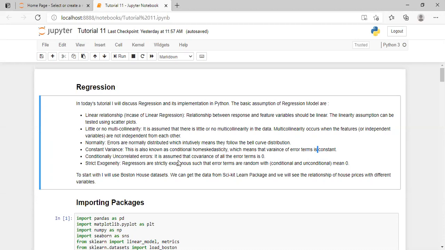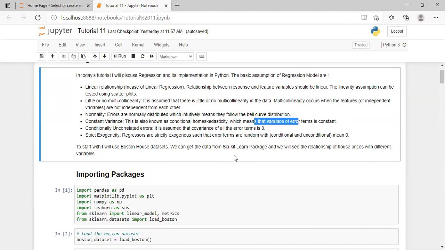Another assumption is the conditional uncorrelated errors, which means that the errors generated from regression shouldn't have any covariance between them. Their covariance should be 0. So we will be testing all these assumptions in this tutorial. And the last assumption is that there should be a strict exogenous relationship between the regressors, which means that the error terms are random. This means that the mean of the error terms should be 0. This is known as the strict exogeneity of the regression.